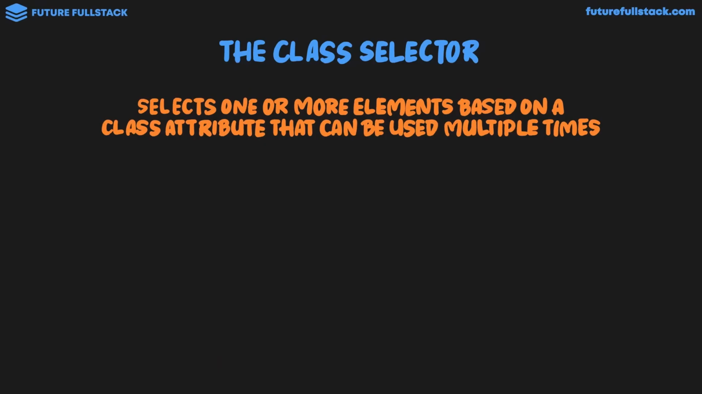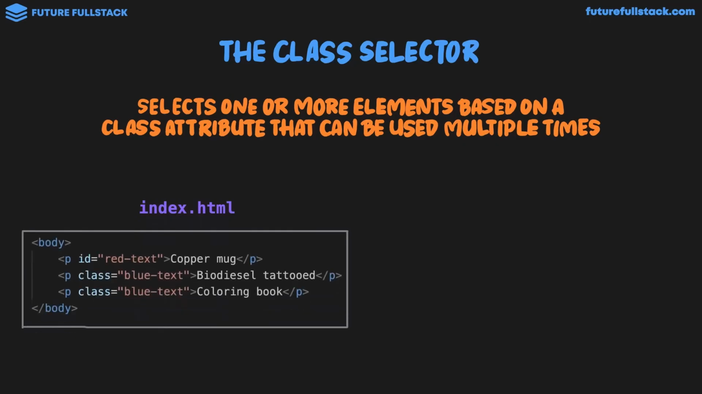Let's look at an example of this. Looking at the same index.html file we saw before, over here you can see I have the class attribute. I've given it the value blue-text, and I've used it twice. This is what makes the class attribute different to the ID attribute. It can be used multiple times.